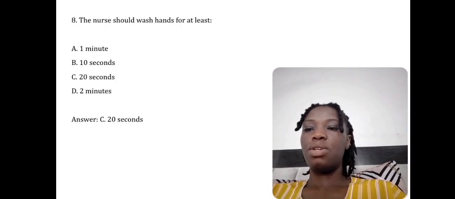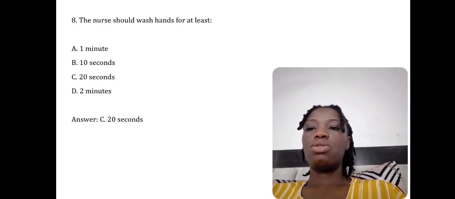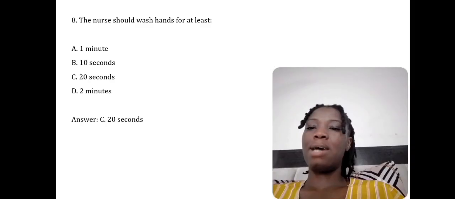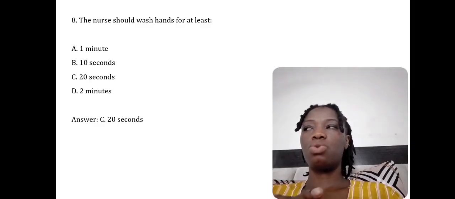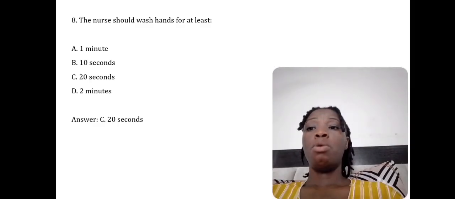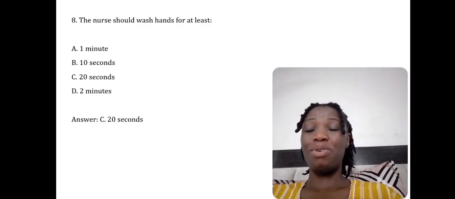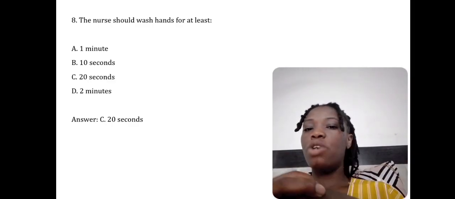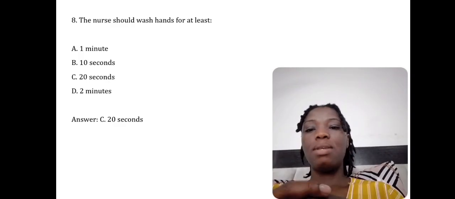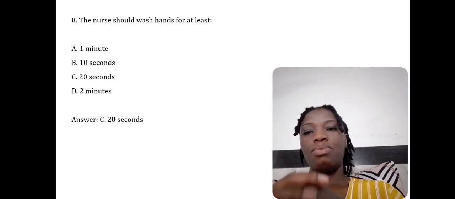Our next question, question 8. The nurse should wash hands for at least how many seconds? You should wash your hands for at least 20 seconds. 20 seconds is actually not a long time, but some people wash their hands for less than 20 seconds. They just turn on the tap and within 10 seconds they are out. But it should be at least 20 seconds.